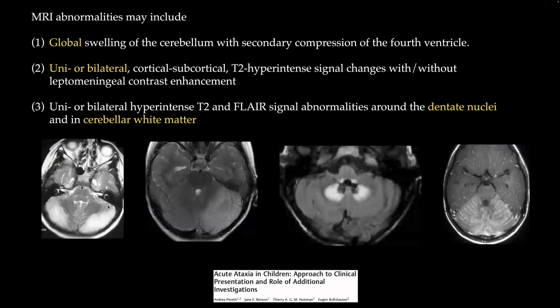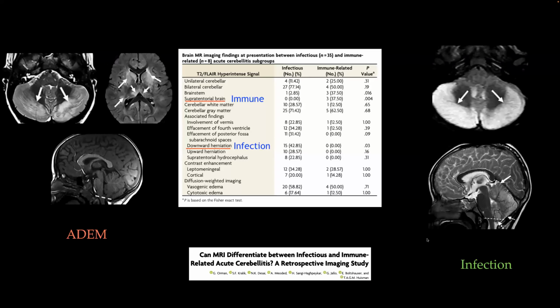They can present with bilateral involvement or asymmetrical unilateral or bilateral involvement, and can have leptomeningeal enhancement. This is a paper from Eigen. They tried to differentiate the immune process from the infective process, and what they found was that isolated posterior fossa involvement with inferior tonsillar ectopia because of the edema is more of an infective etiology, whereas supratentorial brain changes along with the posterior fossa changes is usually an autoimmune or immune-related process.